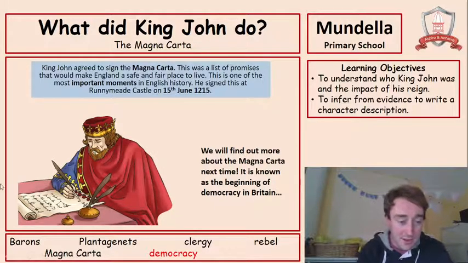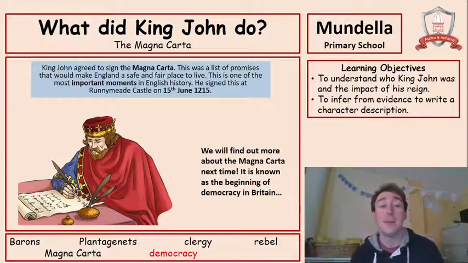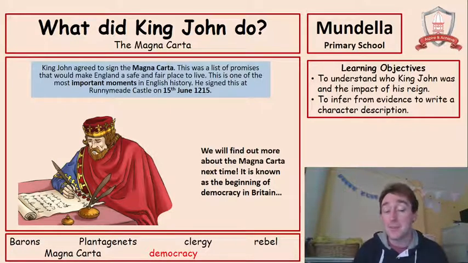this piece of parchment here, called the Magna Carta, which is Latin for the Great Charter, and it was a list of promises that would make England a safer and fairer place to live for the people. And it's one of the most important moments in our history, because when he signed this at Runnymede Castle, which doesn't have an A, ignore that, on June the 15th, 1215, it changed our rights as people forever.